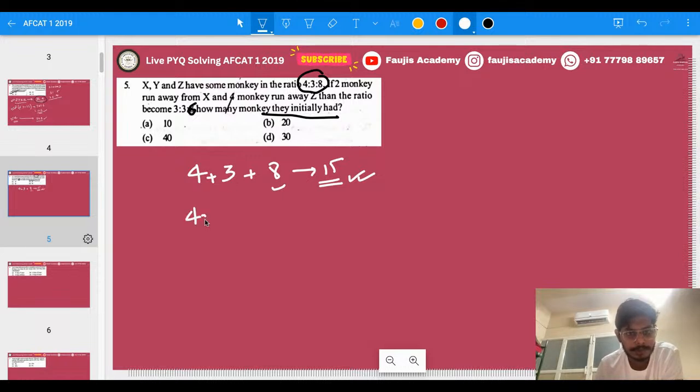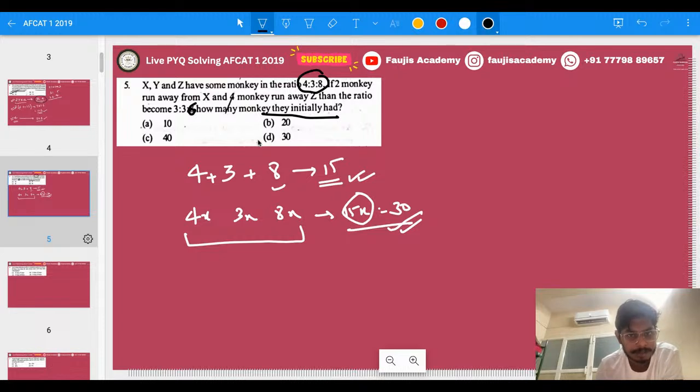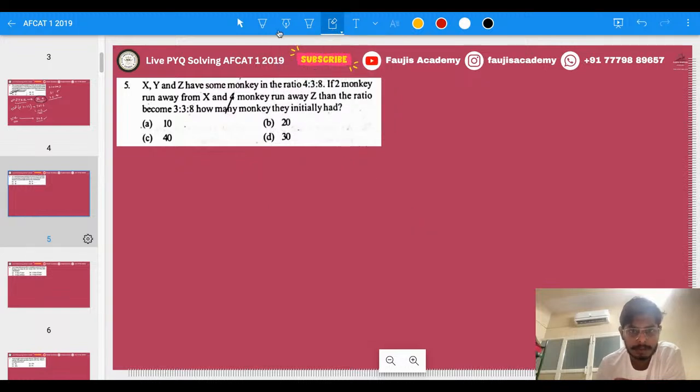Even if you assume that 4x, 3x, and 8x are the three different ratios of the monkeys, the addition will be 15x, which you will equate with 30, right? That means the number has to be divisible by 15, and we have only one such number over here, that is 30. So 30 will be the answer to this particular question, and you guys can work it out.